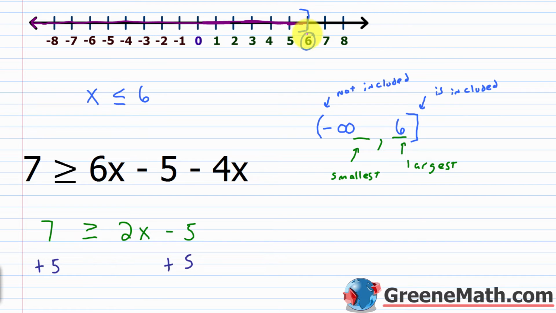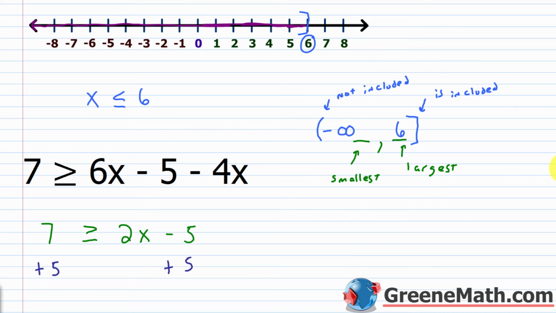We use a bracket at 6. And again, that tells us that 6 is part of the solution. And then it continues forever and ever and ever. We have this arrow here that's highlighted. That arrow tells us it continues forever and ever and ever. In interval notation, we express this by saying negative infinity is in place of the smallest value because we don't really have a smallest value.